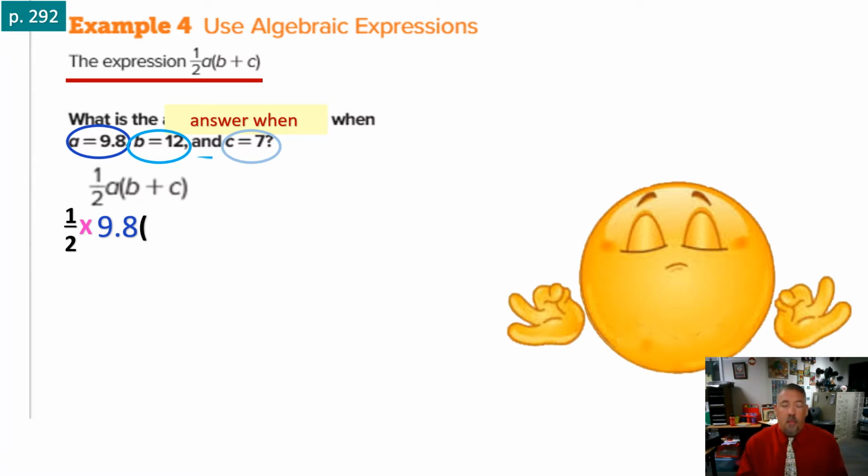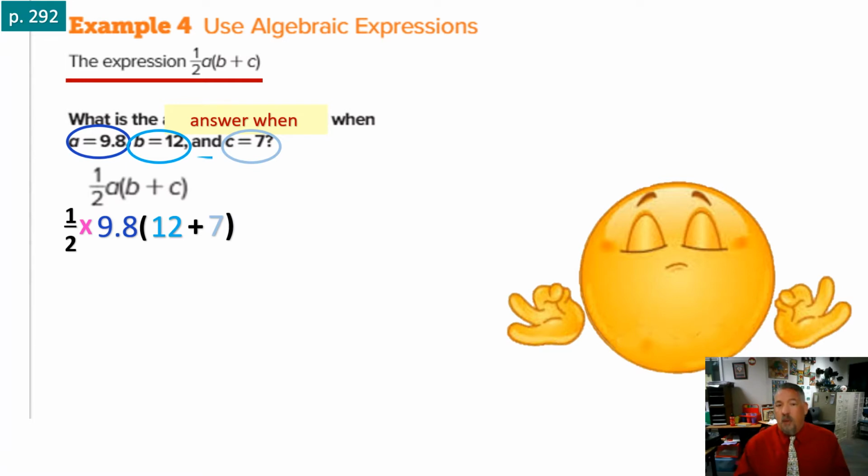Then I'm going to have to bring down my parentheses. B, they tell me is 12, so I write a 12. I bring down my addition sign. And then I have C, and they tell me that's 7, so I'm going to add my 7 and close up my parentheses. Now, I can't multiply fractions and decimals, so I'm just going to change my fraction into a decimal, because having to work with 9.8 as a fraction, which then is actually a mixed number, I have to change into an improper fraction to do the math, and there's just a lot more steps doing that than just changing 1/2 into a decimal.